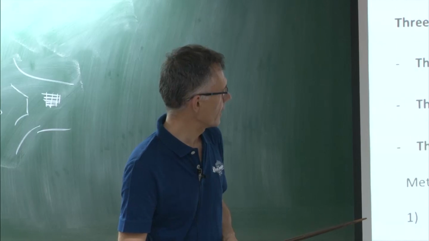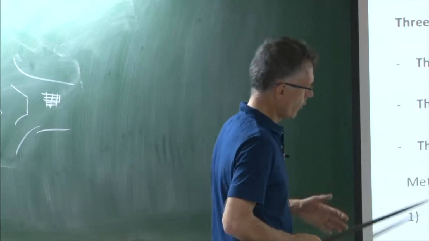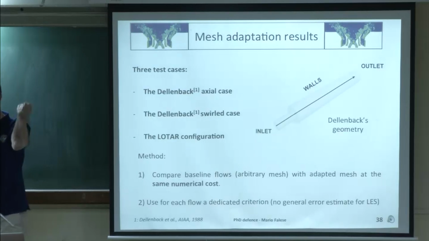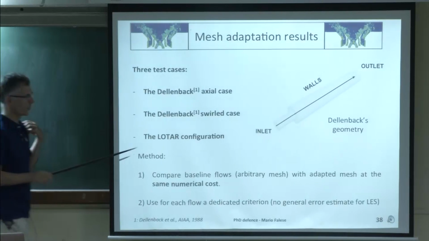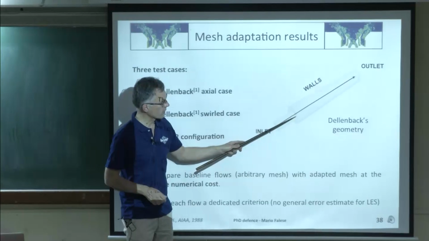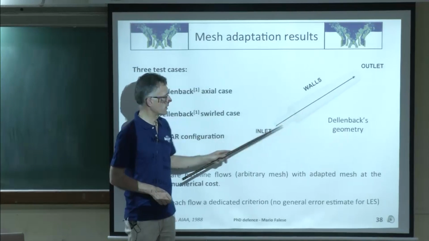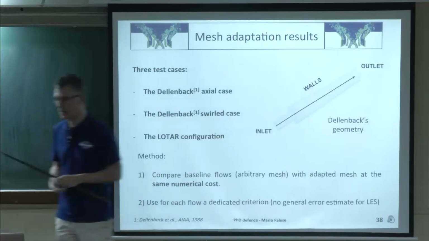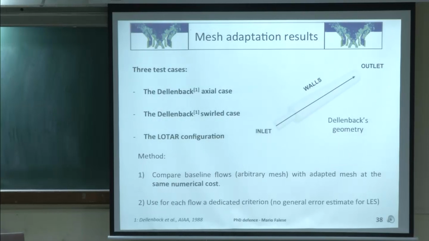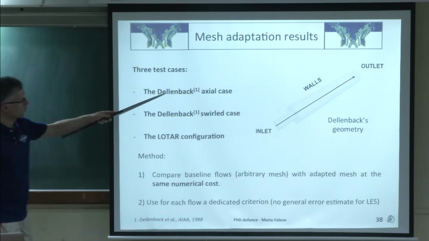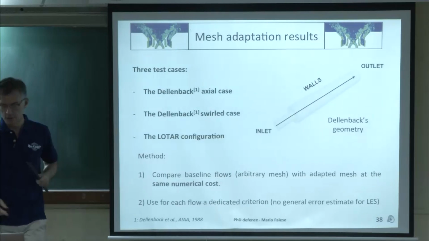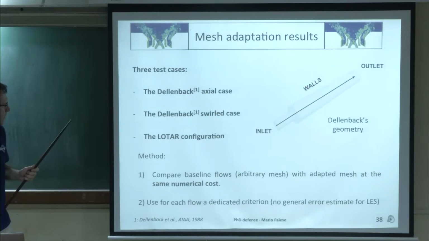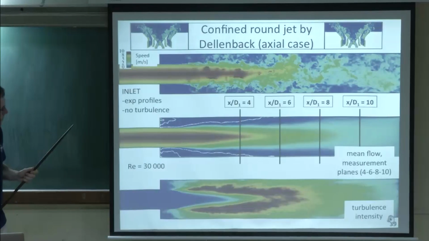OK, so let me show you a few test cases. That's a usual test case, which is a good one if you do LES. It's called the Dellenbach swirl case. It's just a cylindrical duct connected to another duct. And here, the flow can be swirling or not swirling. They have measured the velocities and the unsteady velocities, so you can use it as a good comparison. Then we do this without swirl and with swirl, and then we go to the swirler that I showed you when we started this talk.